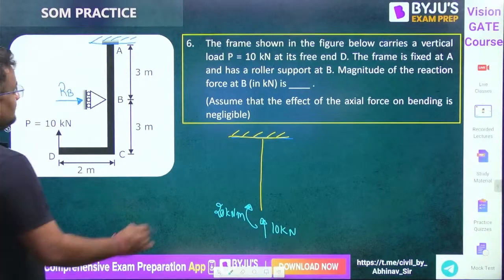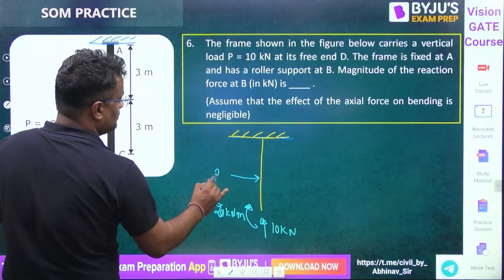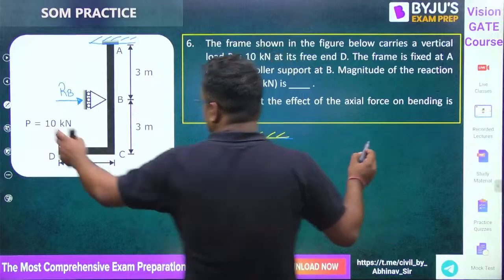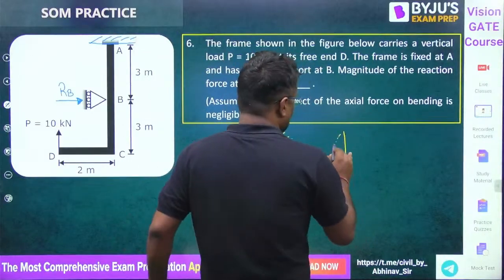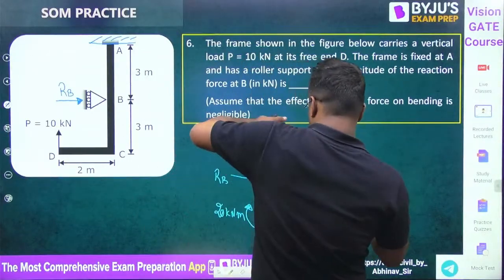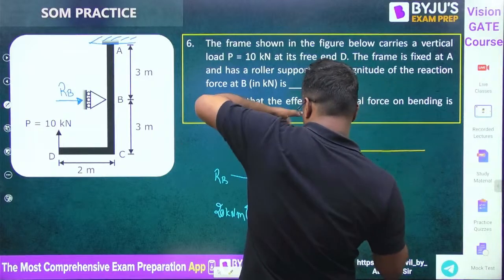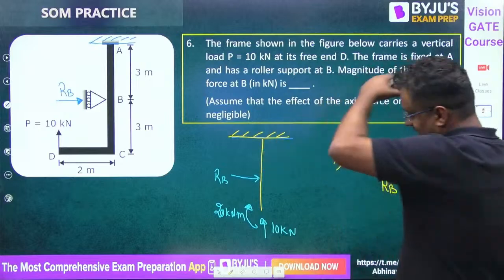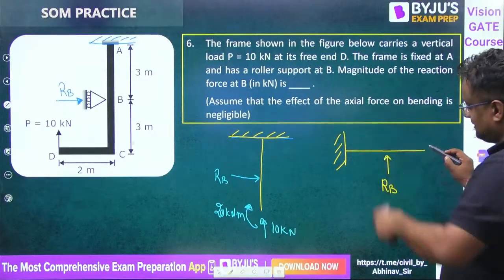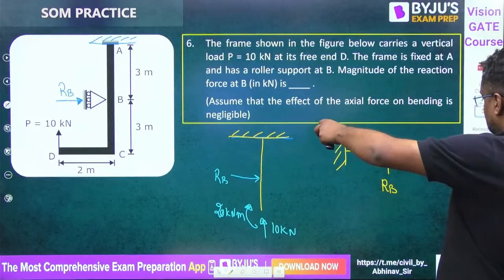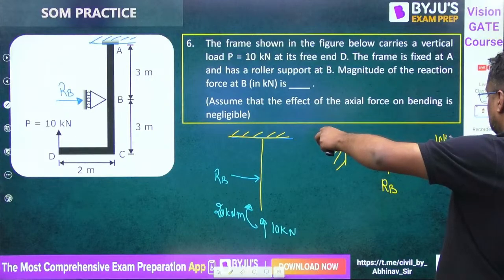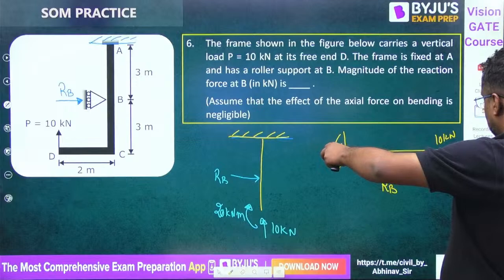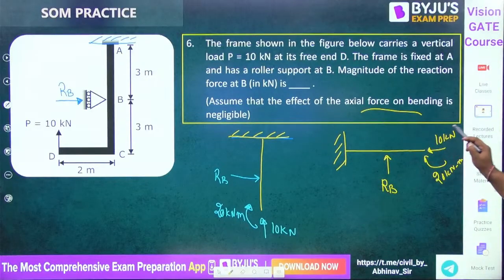Okay, RB is here. Now, if you twist it 90 degrees clockwise or anti-clockwise, twisting it 90 degrees like this, so this is RB, and if I twist it like this, this will be 10, and this will be 20 kilonewton meter. Neglect the axial force, nothing has to be done with it.